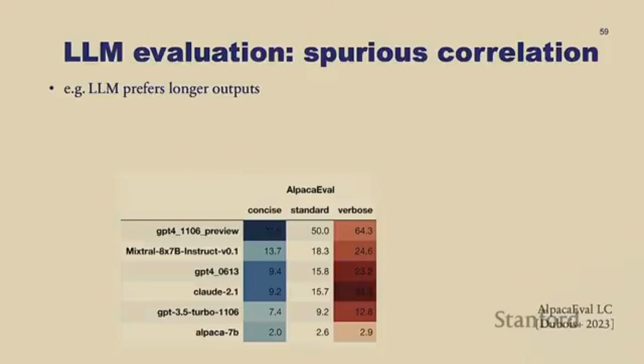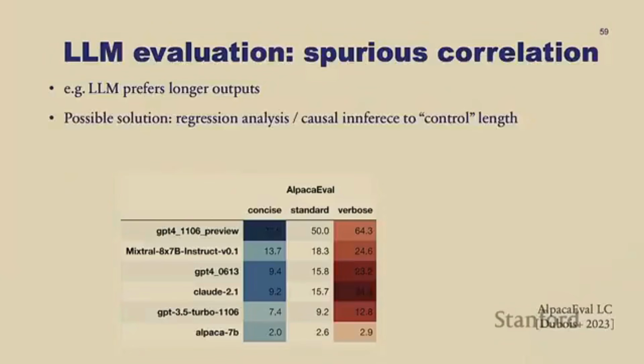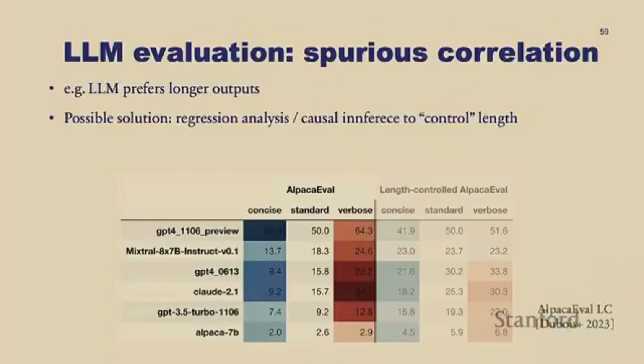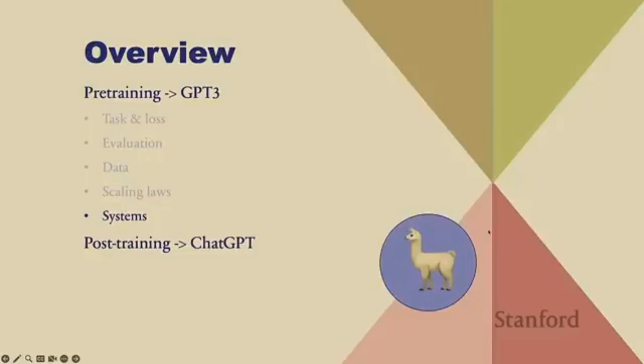That's very annoying. So one possible solution, which is what we did, is to use some regression analysis. I'm not going to go into details, but basically use causal inference tools to control for length. And right now, length matters much less. So if you ask it to be verbose, you still get some gains, but much less. Great, so that's all about post-training.